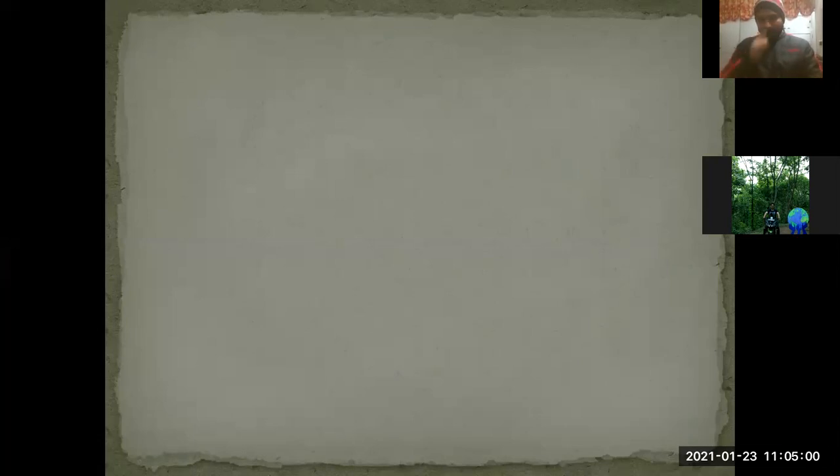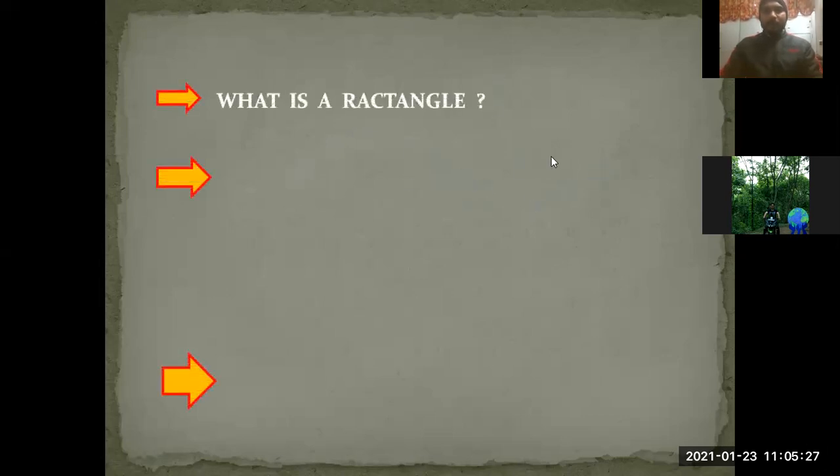Students, I'm gonna ask you some questions. If you know the answers, you can write the answers in the chat box, or you can unmute yourself and answer the questions. So, what is a rectangle?